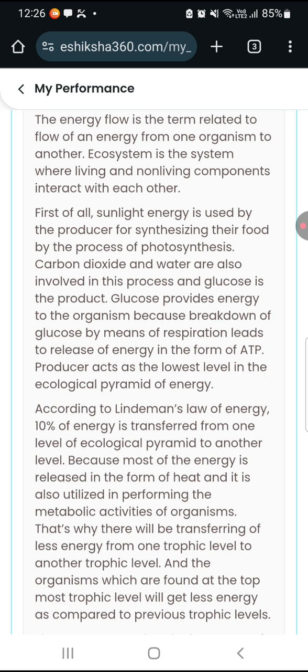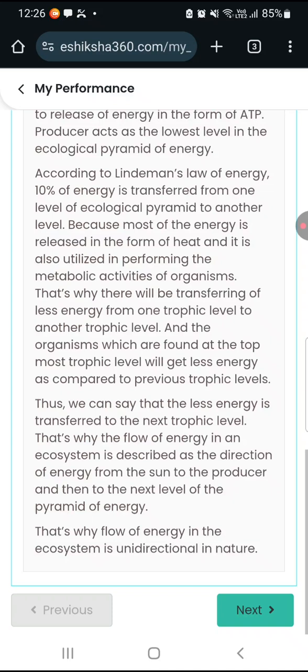ecological pyramid of energy. According to Lindeman's law of energy, 10% of energy is transferred from one level of the ecological pyramid to another level. Because most of the energy is released in the form of heat, and it is also utilized in performing the metabolic activities of the organism. That's why less energy is transferred from one trophic level to another, and the organisms found at the topmost trophic level will get less energy as compared to previous trophic levels.